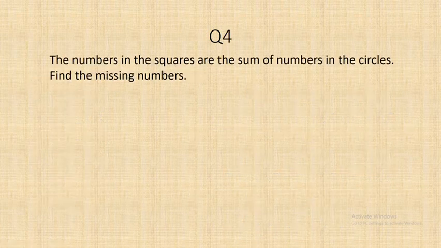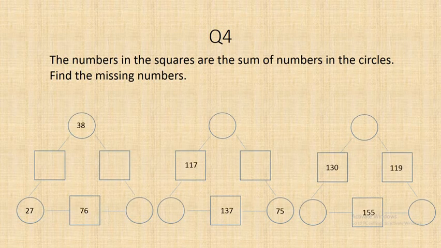Okay, let's go to question number 4. The numbers here in the squares are the sum of the numbers in the circles. So I need to find the missing numbers here. For example, for the first one here, I have to add the numbers in the circles to get the number in the squares. So I will add, for example, here 38 plus 27, so it's going to be equal to 65.